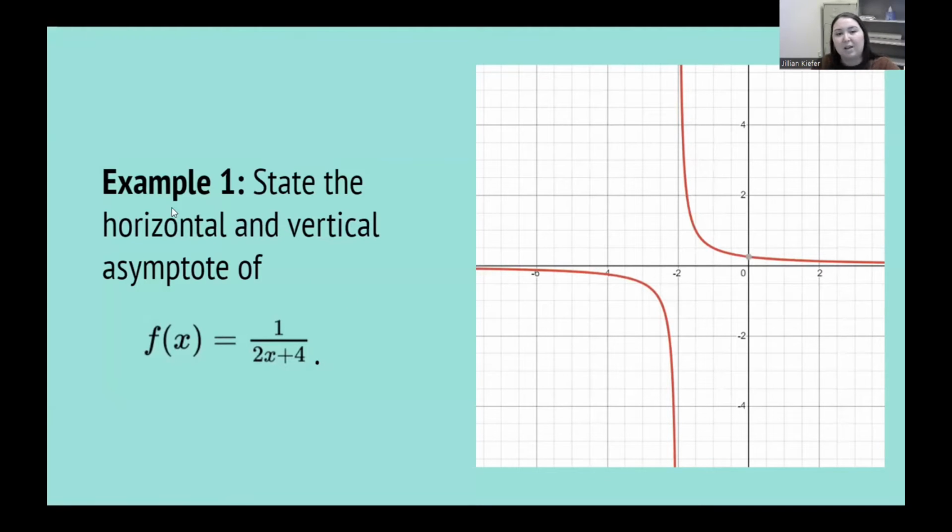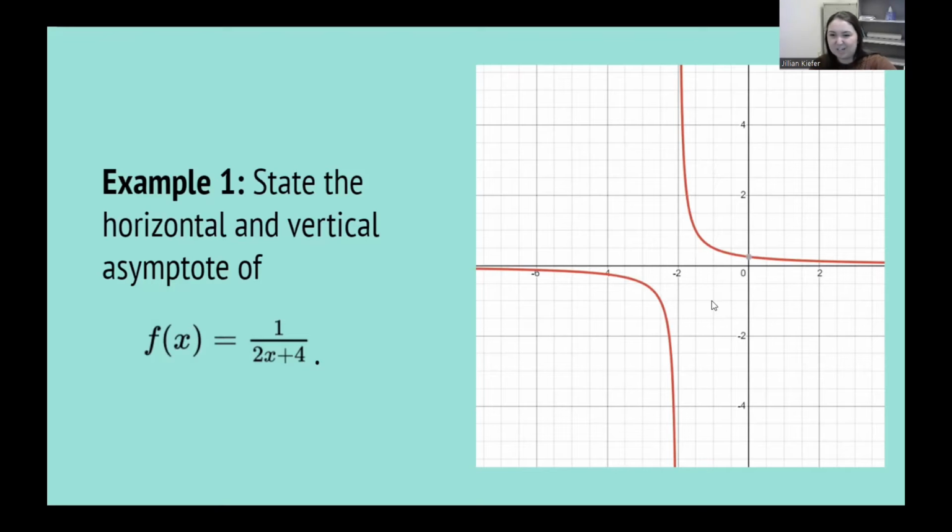So example 1, we state the horizontal and vertical asymptote of the function f of x is equal to 1 over 2x plus 4. This is our function. That's great, but this is what it looks like on its graph. Remember, you're not graphing rational functions on your homework or anything. You're just identifying correct things like where horizontal and vertical asymptotes are.